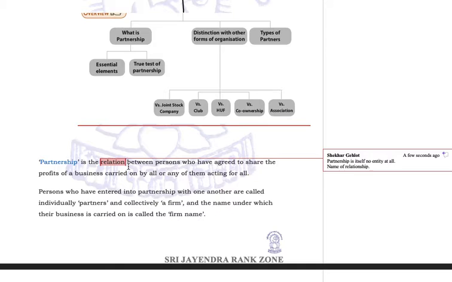We have relationships and then we name those relationships, like I just discussed, father, mother, husband, wife. What is the relation between these two people? They are husband and wife. Similarly, what is the relation between these two people? They are partners. In a partnership, what is the partnership? The relationship.